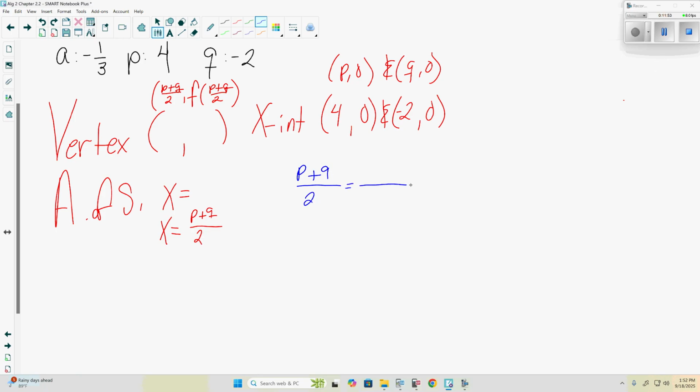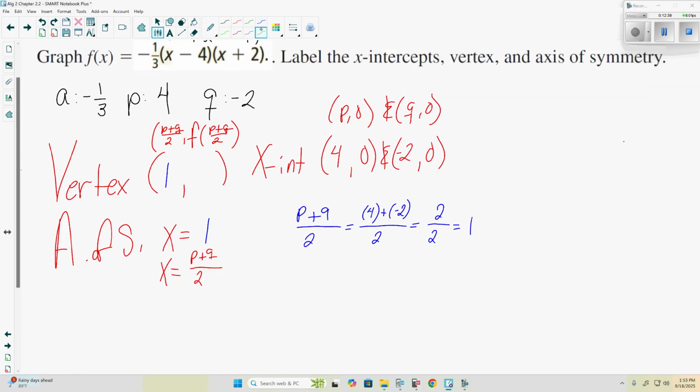To find the x value of the vertex and our axis of symmetry, we need to do what? P plus Q over 2. So we'd have 4 plus negative 2 over 2. 4 plus negative 2 is what? 2. 2 divided by 2 is what? 1. This is the x value of the vertex and our axis of symmetry. So x equals 1 for our axis of symmetry, and we know that the x value of the vertex is 1. Now we need to find the y value of the vertex, and we can do that by plugging it back into the function.